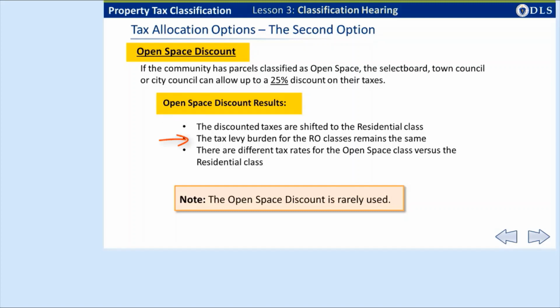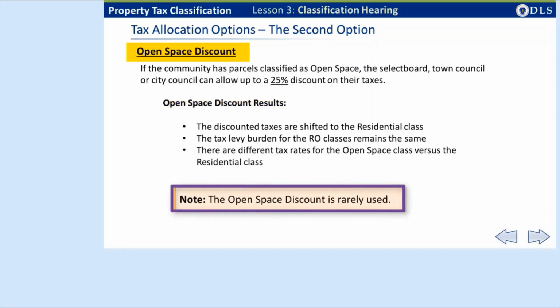The total tax levy for the residential and open space, or RO classes, does not change. This results in different tax rates for the open space class and the residential class. The open space discount is rarely used.